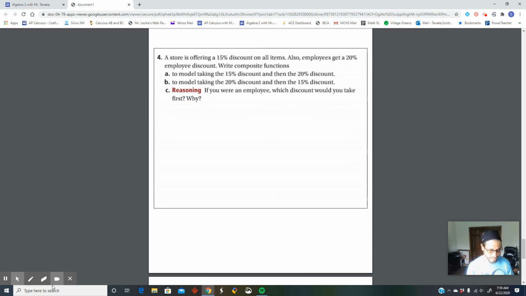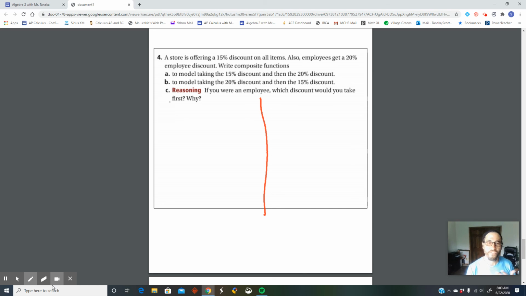Okay, same type of example here. Let's say we are at a store, and some of you guys might be working jobs, and sometimes there's like 15% off. But hey, if I'm working there, I get even some more off, right? I get 20 more percent off than that. And the question is, if you're an employee, what would you want first? Which discount would you want them to take first in your situation?